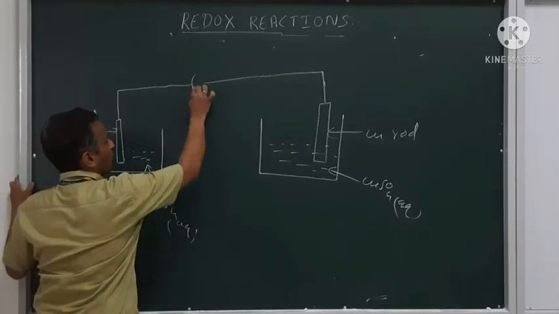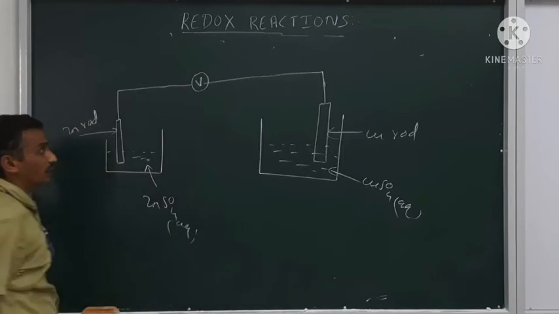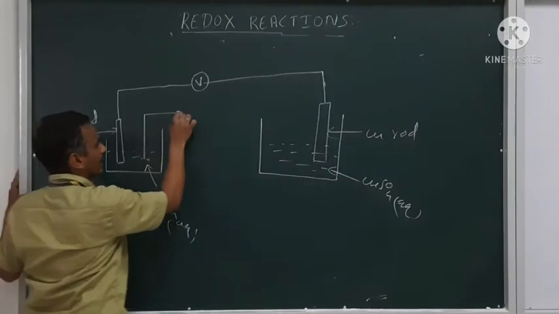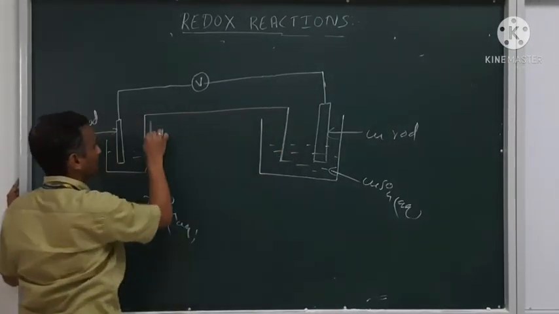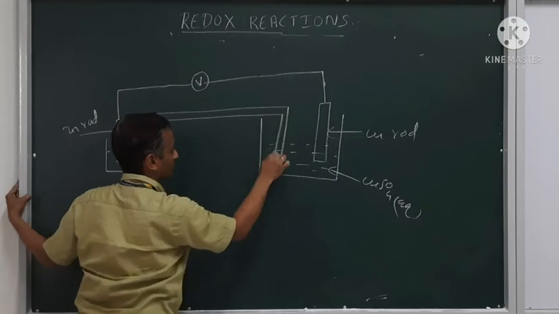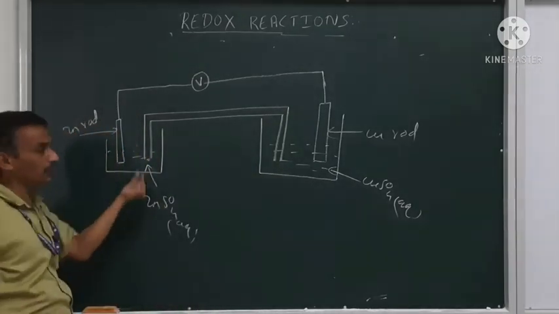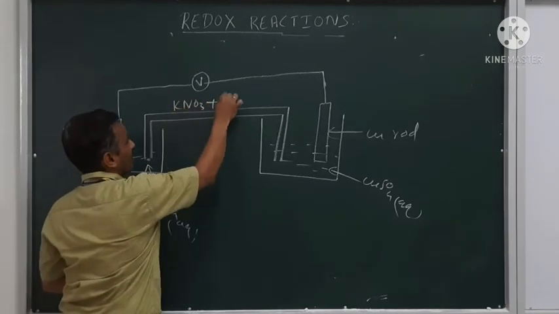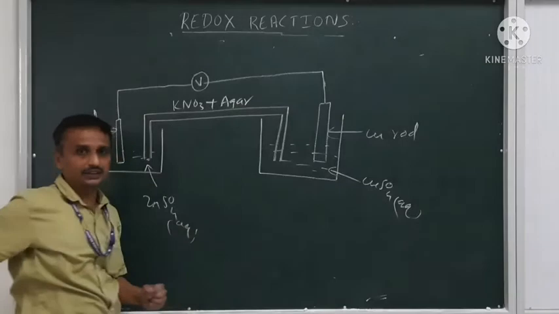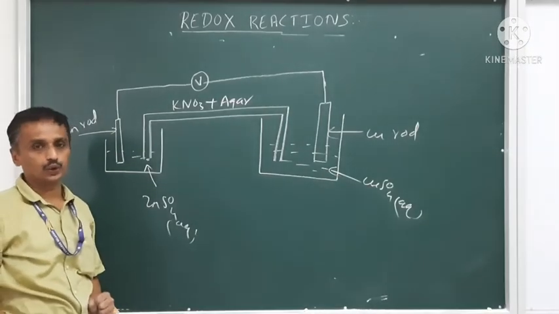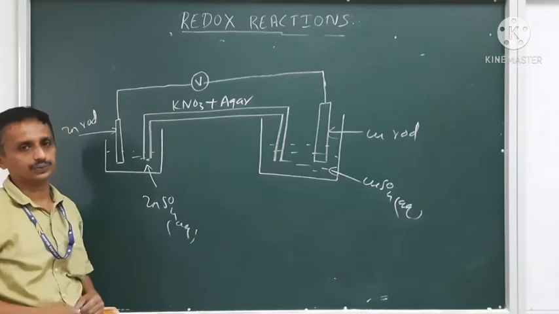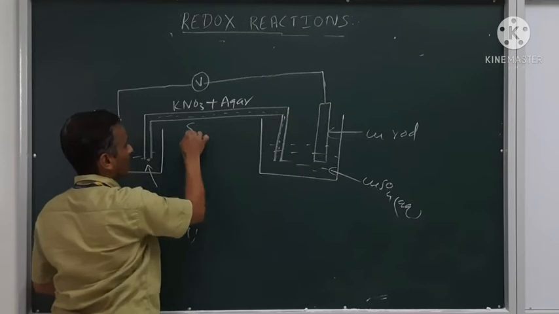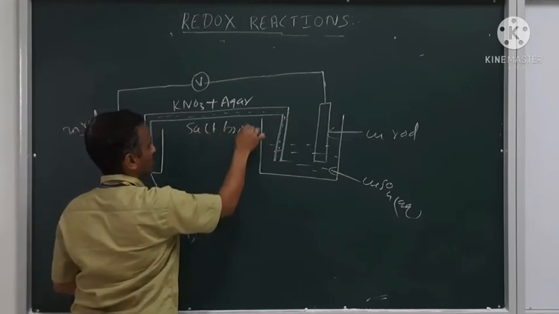Having a voltmeter or a bulb here, and I will connect them to each other internally using a salt bridge also. A glass tube, inside that salt solution will be there, like potassium nitrate, agar. Agar is a colloidal solution which we are going to study second. So this is filled with this agar solution and we call it as salt bridge.